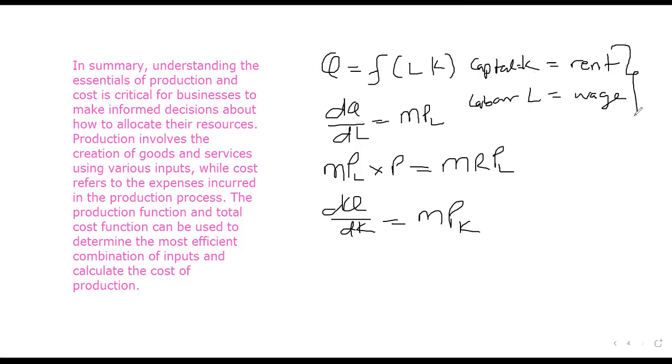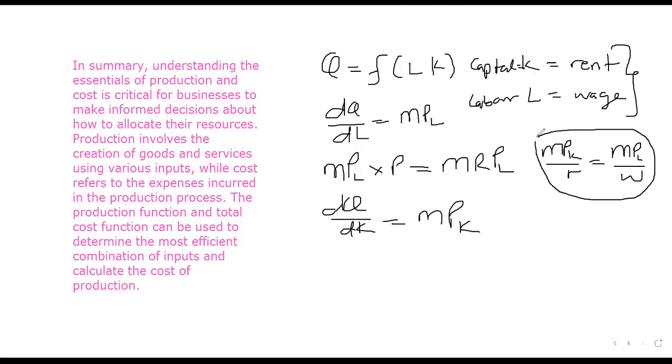So this also has a Lagrangian multiplier, a point at which we maximize what? Production, where the marginal product of capital over its rent should be equal to the marginal product of what? Labor over its wage.